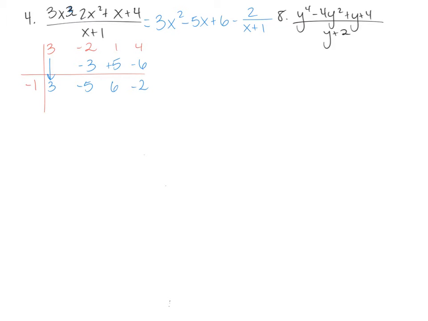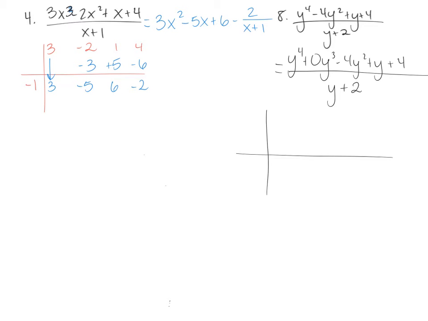So really, we've got y to the 4th plus 0y cubed minus 4y squared plus y plus 4 divided by y plus 2. And we're going to divide that. So our coefficients are 1, 0, -4, 1, and 4. And we're dividing by -2. So we're going to bring down the 1. -2 times 1 is -2.